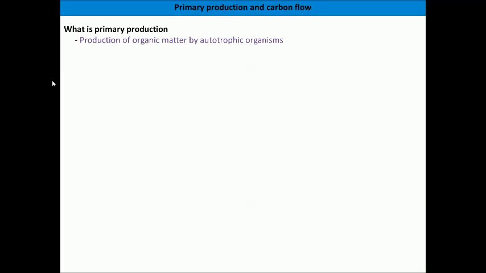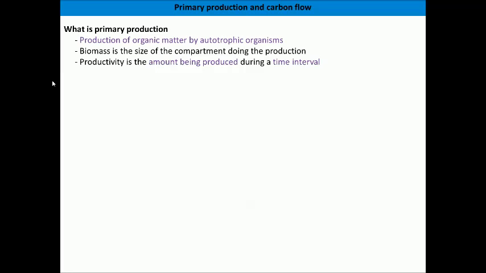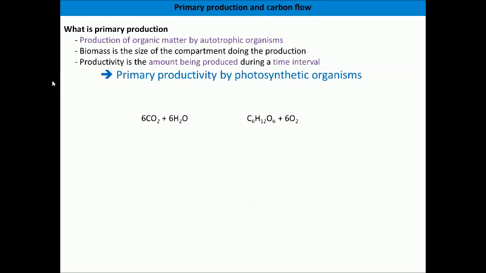So what is primary production? It's the production of organic matter by autotrophic organisms. A commonly made mistake is to confuse it with biomass, which is the size of the compartment doing the production. And so we're interested in what is called productivity, the amount being produced during a time interval, and in this particular case for photosynthetic organisms.